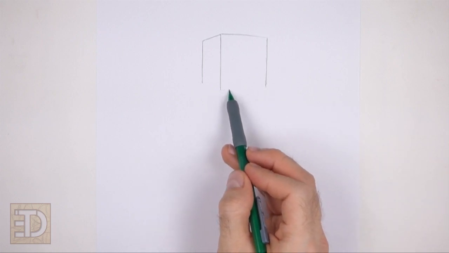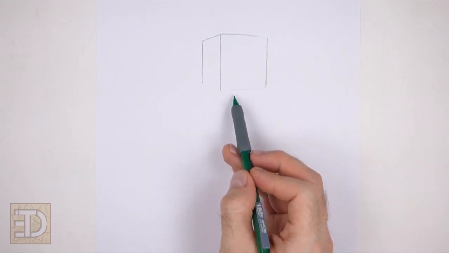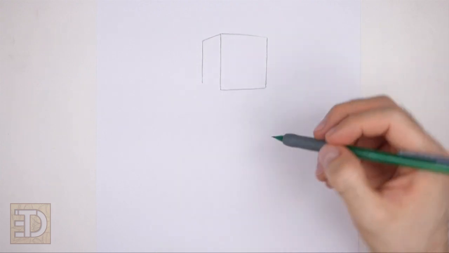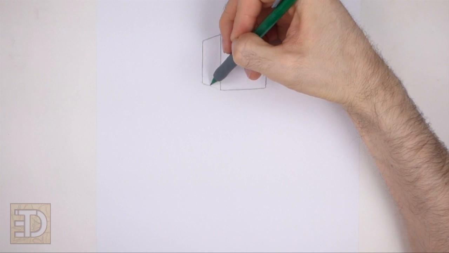Now close off the shape of the cube at the bottom using a couple more lines. The first line should slope up slightly on the right side. The second line should slope up higher on the left side.